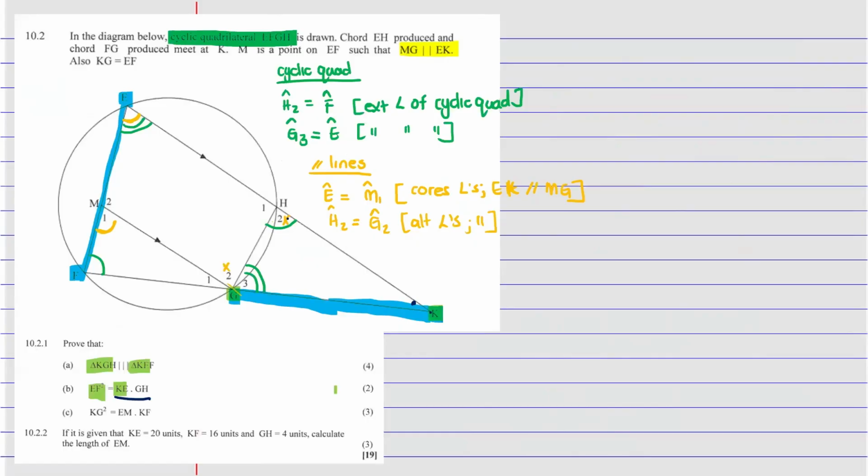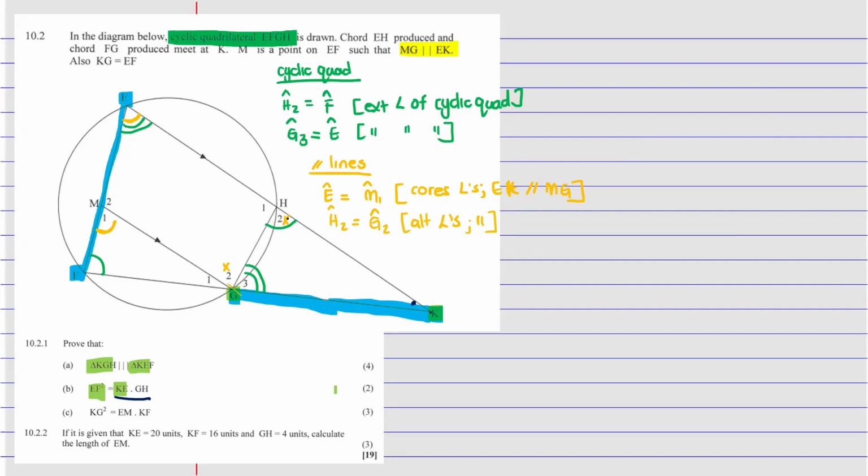Yes, right. So the next question, let me take my highlighter. The next question says we need to prove that KG squared is equal to EM multiplied by KF. So again, it's very important to see which one we're going to use. The reason I'm doing this is that here we can use two types of proportionality theorem. We can use the similarity, which is what we used here, or we can use the proportionality theorem, which is related to the parallel lines. Do you guys see why I highlight which one is which?